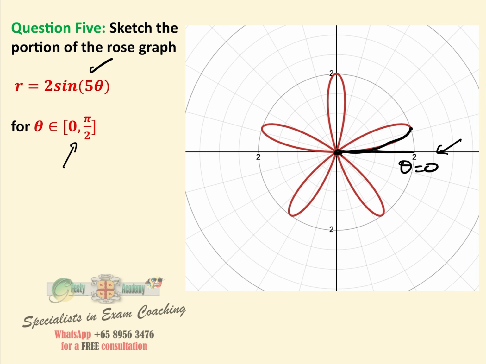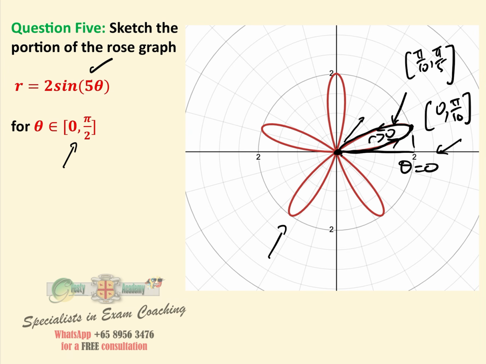Now that bit here is 0 to pi over 10. Here is pi over 10. So that is the first bit. The second bit is obviously coming back here, and r is greater than 0 here. And that bit there is pi over 10 to pi over 5. And then because r hits 0, it flips to be negative, so instead of going up here, it goes to this opposite bit here.